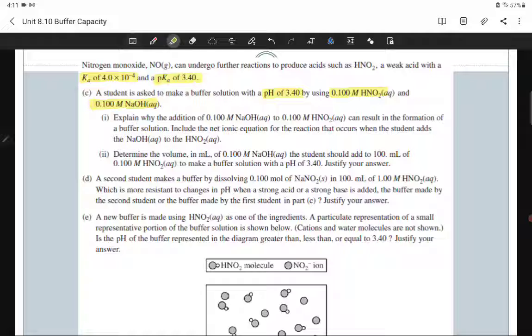Explain why the addition of 0.1 molar sodium hydroxide to 0.1 molar HNO2 can result in the formation of a buffer. So how can I make a buffer with those two things? Well, you can. So let's add it up here.